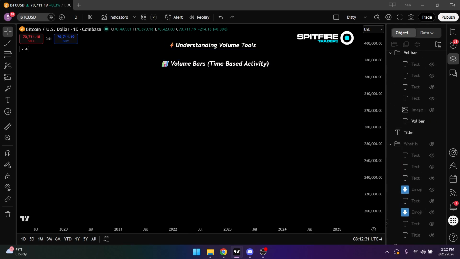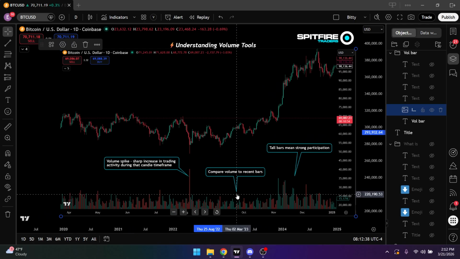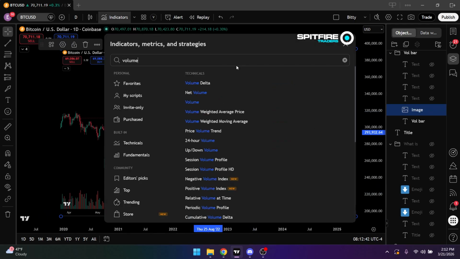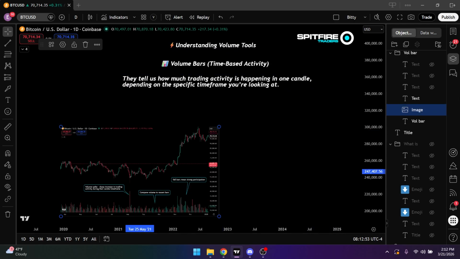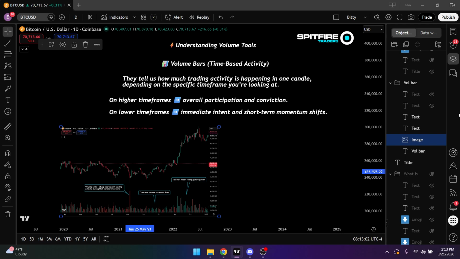So you can look at volume in its simple form, volume bars. And it looks like this. It's an indicator that appears at the bottom of your chart, and you can find it by searching indicators by volume, and you'll have it here. Volume bars tell us how much trading activity is happening in one candle, depending on the specific time frame you're looking at. On higher time frames, volume helps you understand the overall participation and conviction. On lower time frames, it helps you spot immediate intent and short-term momentum shifts.